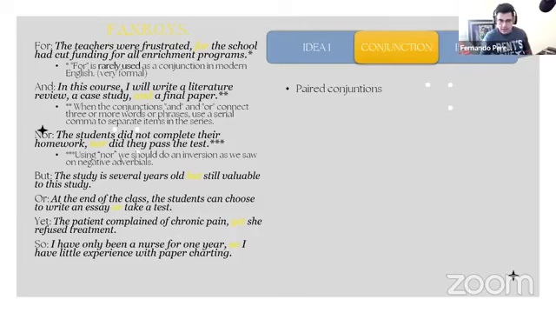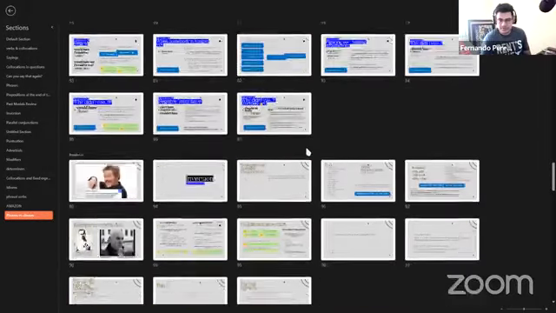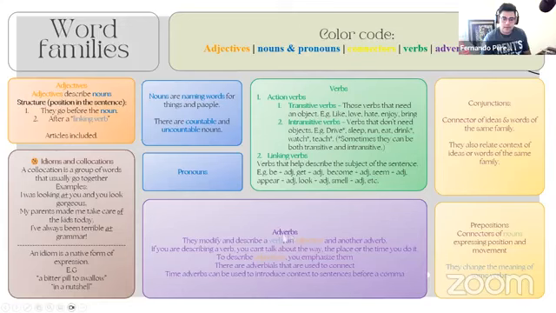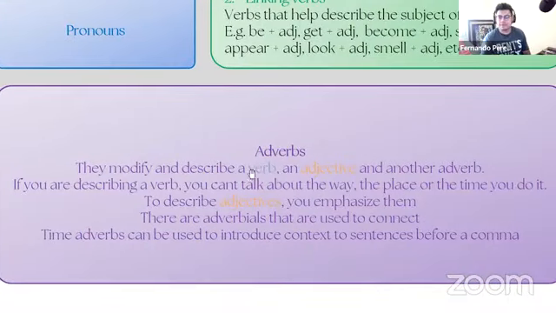And you are correct, but you are not considering the type of yet that you are working with. The word yet as a time expression, and actually all time expressions, are in the family of adverbs. Adverbs, according to the definition, modify and describe a verb. If you are describing a verb, you can talk about the way, the place, the where, or the time, the when, and the expression yet gives you time. So the yet that you are mentioning is an adverb, it's a purple word, not a yellow one.